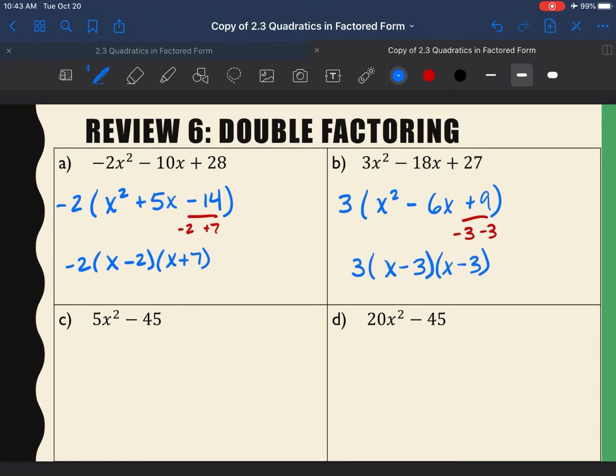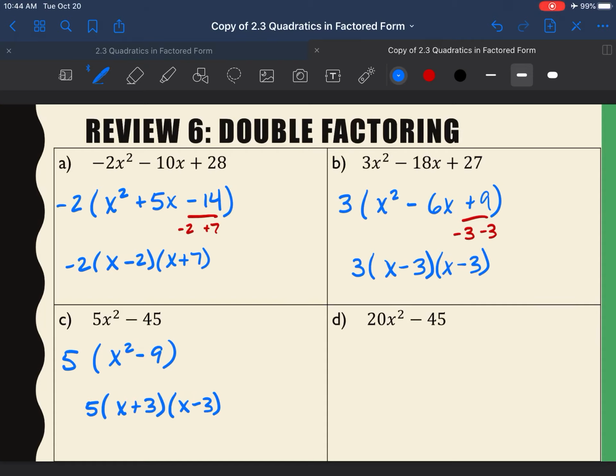with your answer. Example C, looks like both of those numbers are divisible by 5, so let's take out a 5, divide, and you have x squared minus 9. And again, you always want to double check to see if you can factor further. 9 is a perfect square, so this is a difference of squares problem. So x plus 3 times x minus 3. And bring the 5 down.